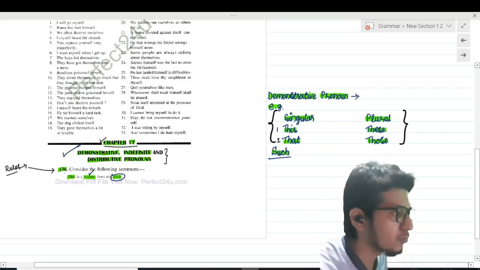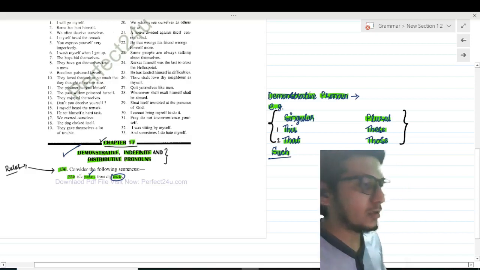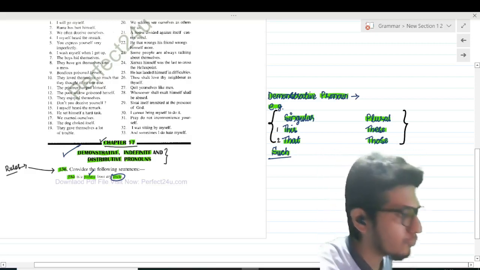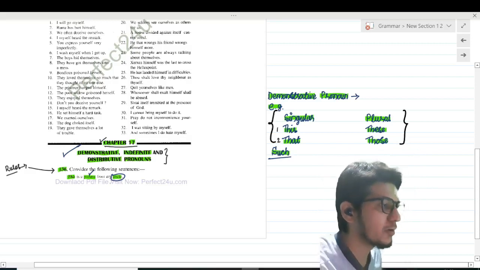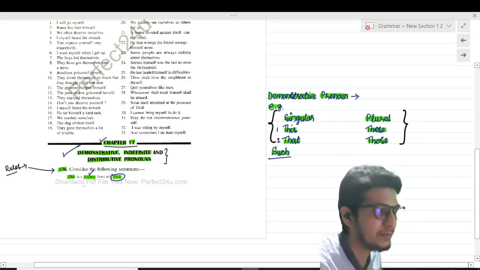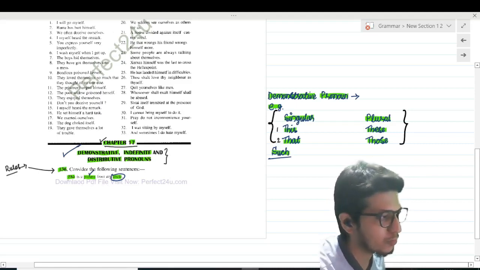Rule 136. Consider the following sentences. This is a present from my uncle. Here, this is the demonstrative pronoun.